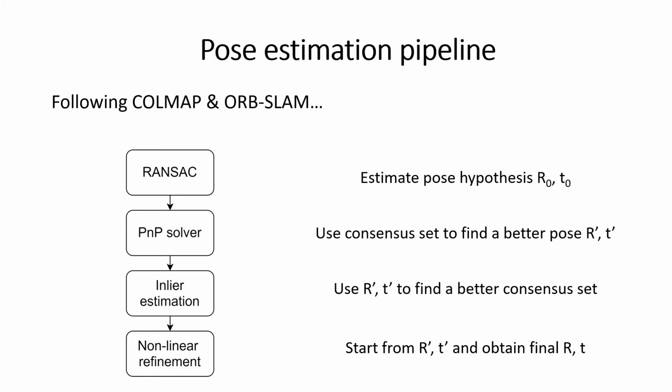We follow well-known ColMap and ORB-SLAM systems and consider a pipeline for camera pose estimation consisting of four main steps. It starts with a minimal P3P solver inside and runs a loop. Then the pose hypothesis is used to define a consensus set of features. The consensus is processed with a PNP solver to obtain a better pose hypothesis. Then we find a better consensus set. Finally, a fourth optional step is to optimize reprojection cost over the consensus set.